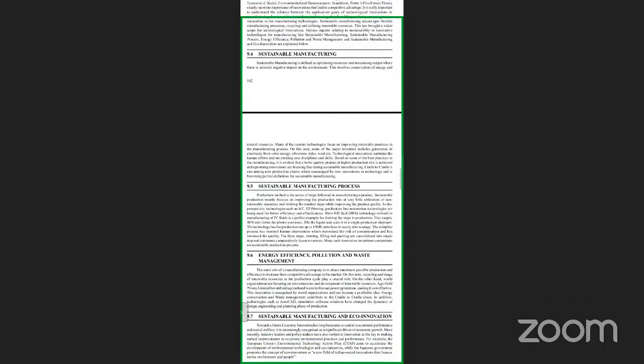And we all know that whatever you are manufacturing should have sustainability. And sustainable manufacturing defines optimizing resources and maximizing output with minimal negative impact on the environment. And it involves conservation of energy and natural resources. And many of the current technologies focus on improving renewable practices in the manufacturing process. And on this note, some of the major inventions include generation of electricity from solar energy, vibrations, tides, wind, etc.